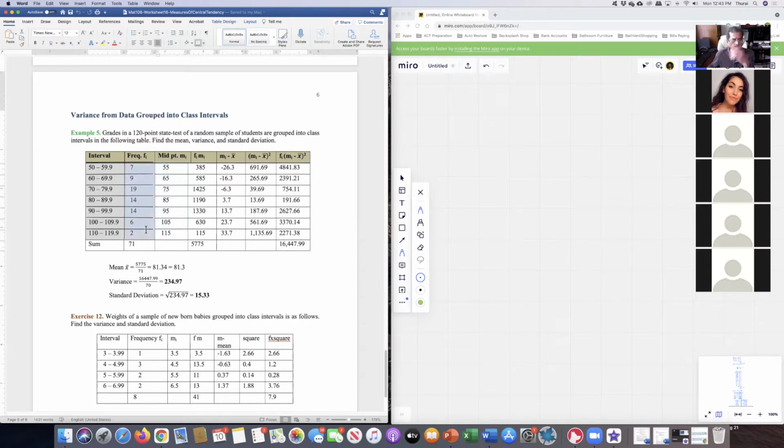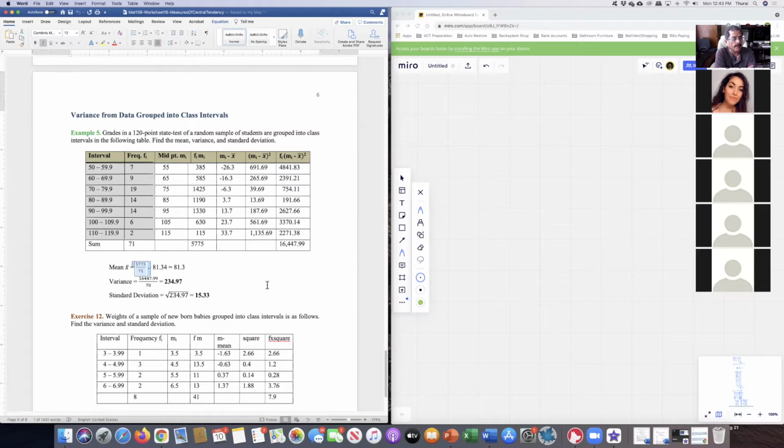So now it's like before. You find the fi times mi in the next column and add them up. That's 5775. And divide 5775 by 71 to find the mean. For the mean, it's the same formula whether it's actual data or sample data.